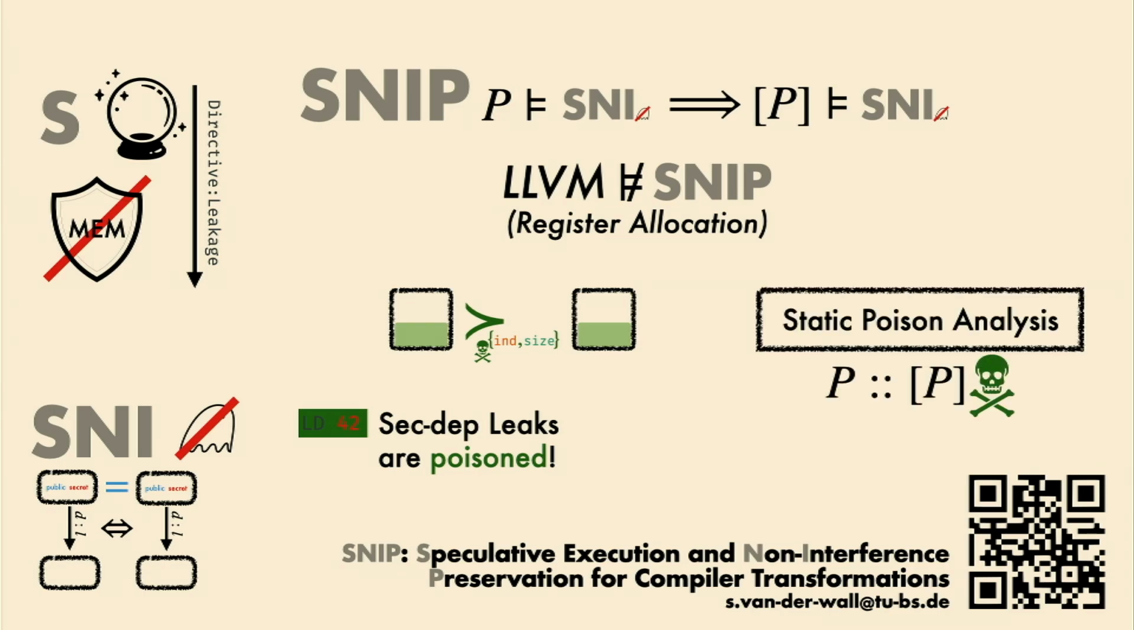We found a way to statically approximate where our target program will leak poison values, and then we removed them in order to get a SNIP register location. OK, with that, open to questions. That's a great talk. The floor is open for questions.